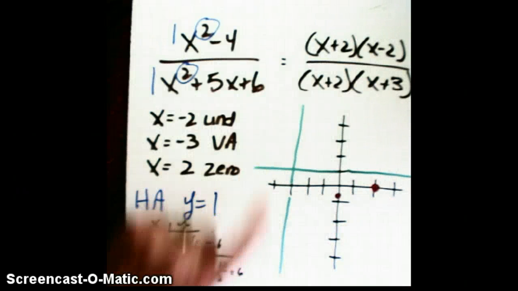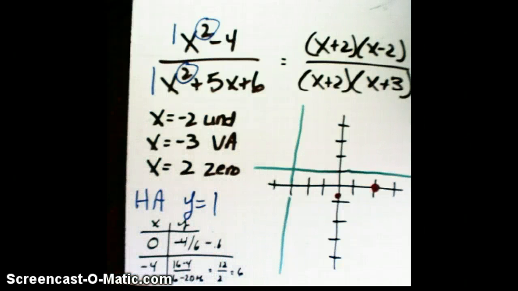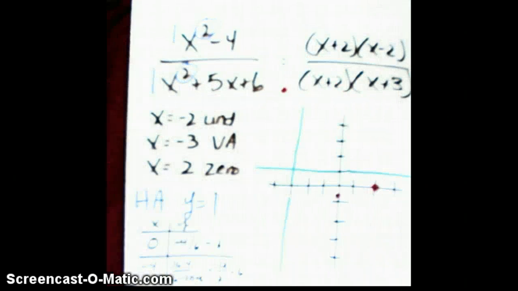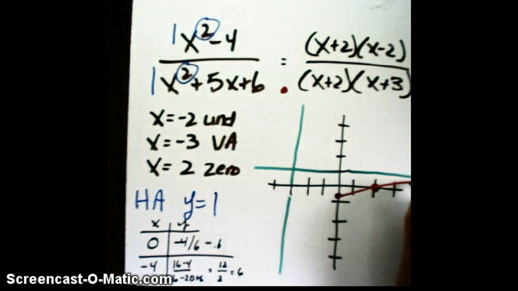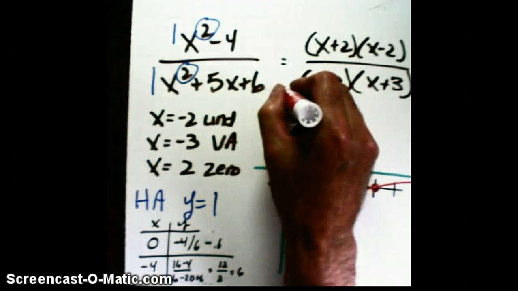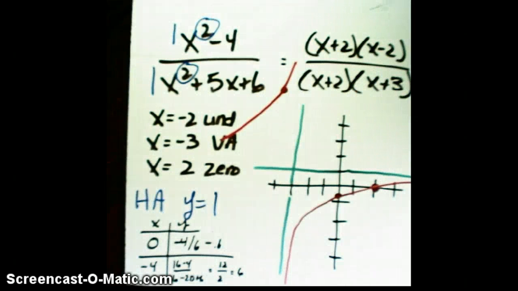I need to know what happens over here on this side. So I need to pick a point. I'm going to pick -4. If I plug in -4, I have a 6. And 6 is way up here, okay? Now, I can't cross the green line, so this is going this way, and this is going this way. And the function probably goes like this and up this way. Now, let's graph it on the calculator and see.